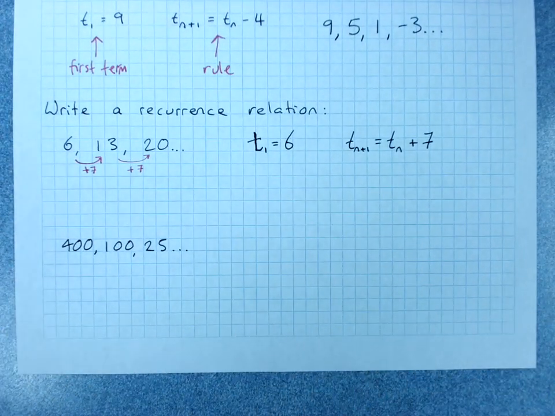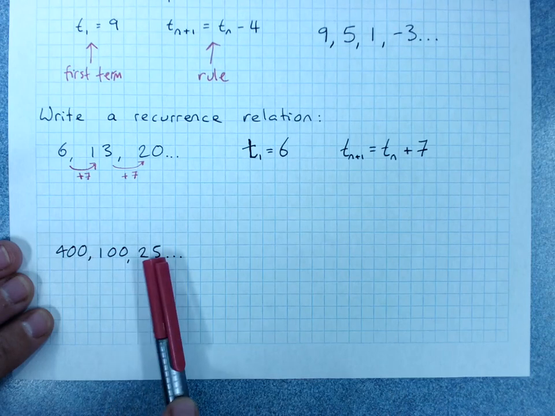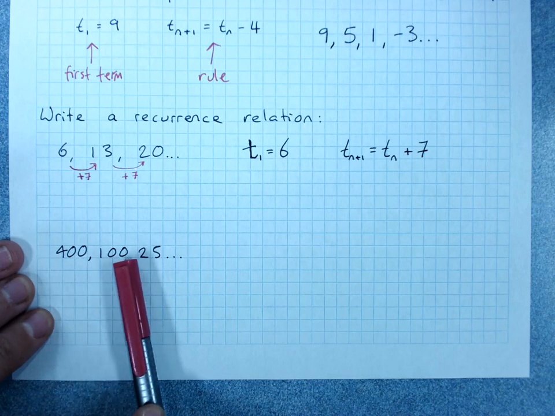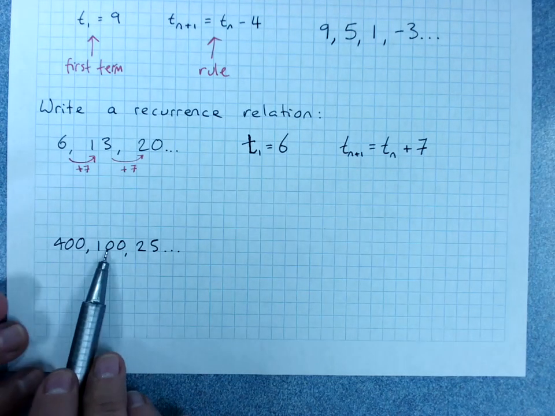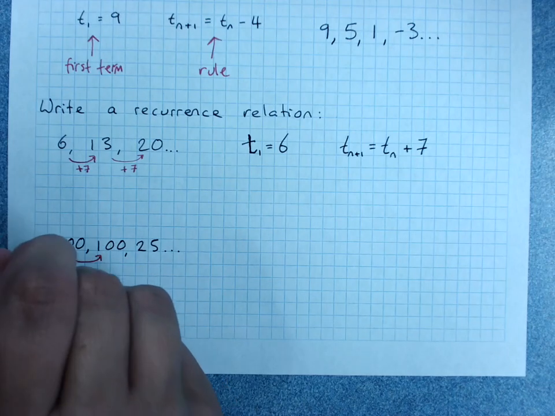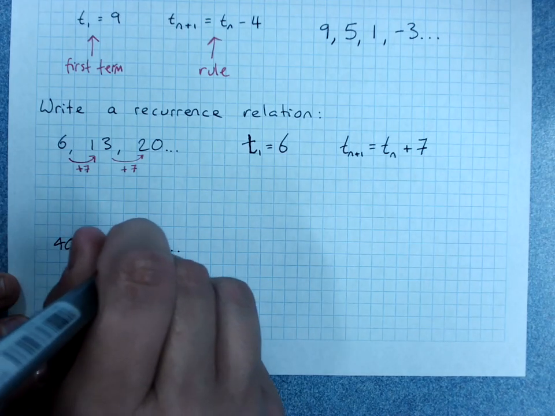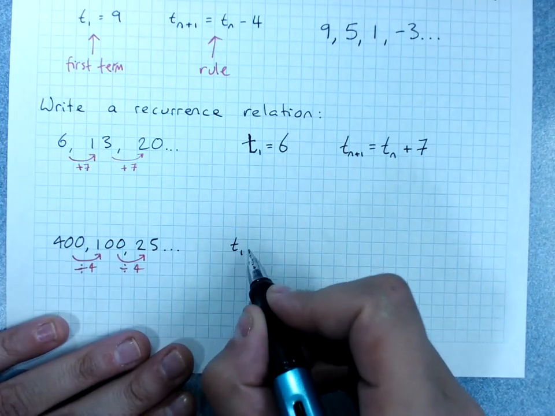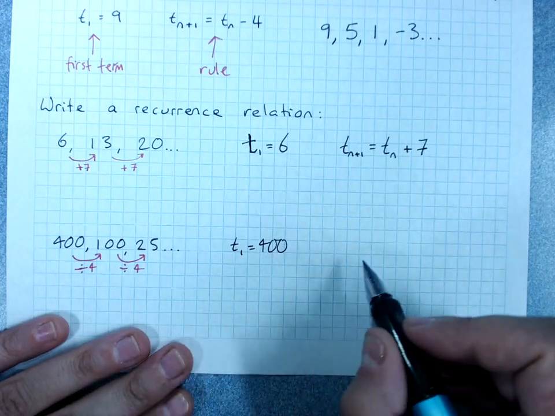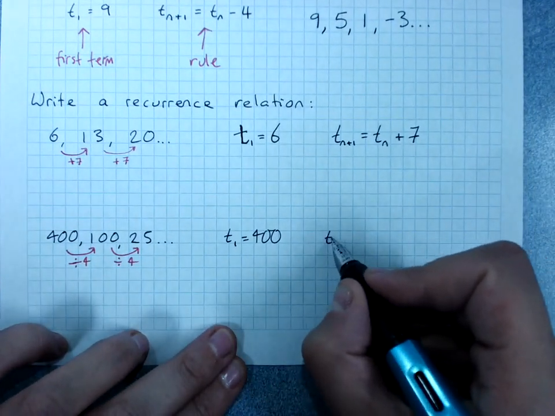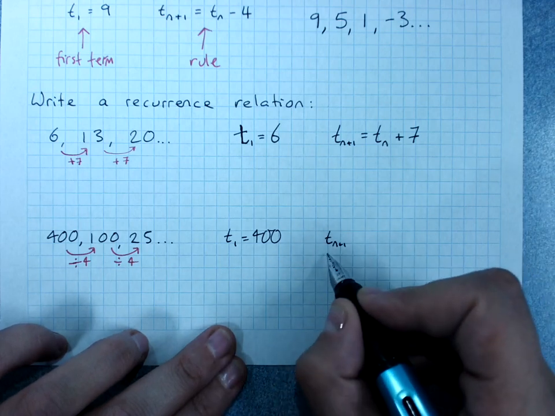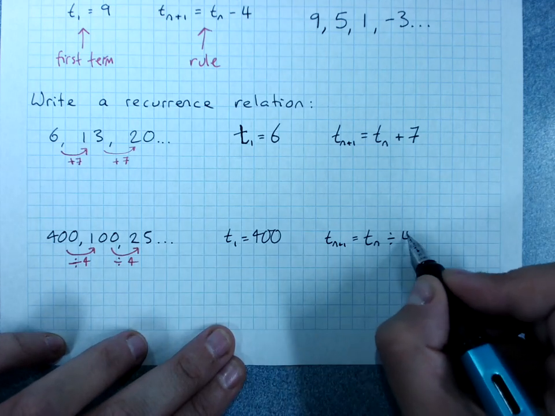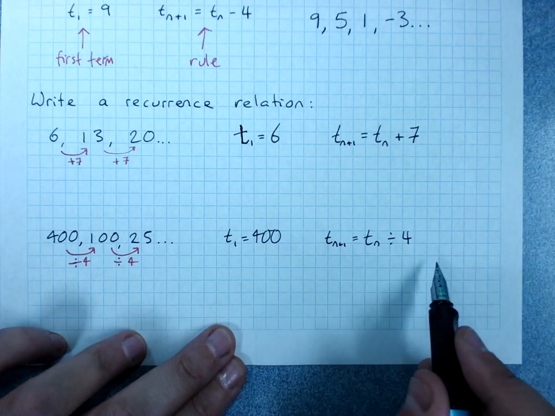This one here. It's not a subtraction, that's 300, that's 75. Look for a division. 400 divided by what would give me 100? That would be 4. 100 divided by 4, 25. So my rule here is divide by 4. Write your starting term, T1 is 400, and write your rule. Tn plus 1, the next term on from Tn, is Tn divided by 4. You've got a starting term and a rule.